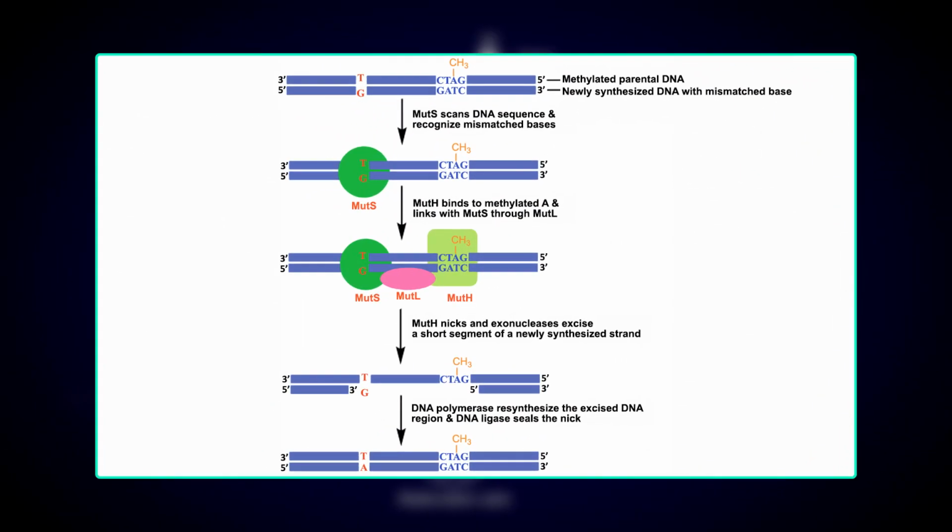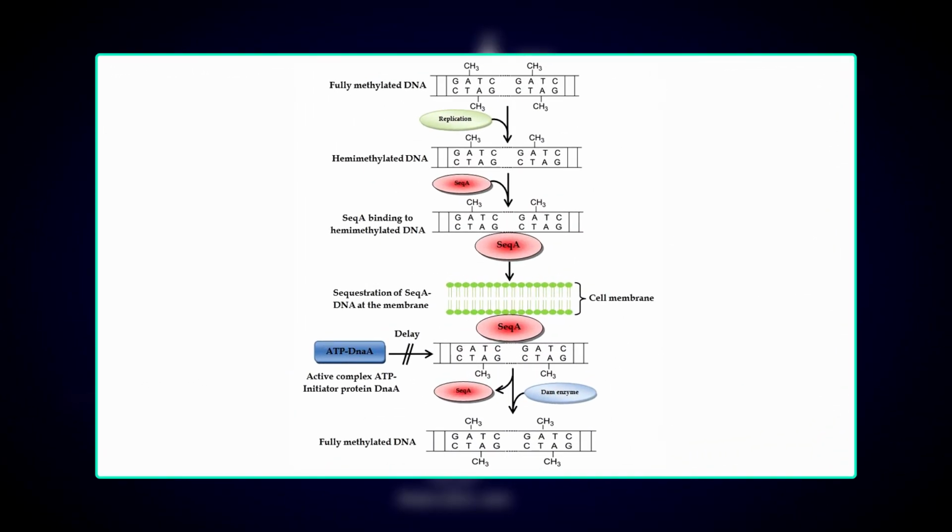MutS will recognize 7 of the 8 possible mismatched base pairs, except for the cytosine to cytosine, and bind at that site in the duplex DNA. MutH and MutL with ATP bound then join the complex, which then moves along the DNA in either direction until it finds a hemimethylated GATC motif, which can be as far as a few thousand base pairs away.